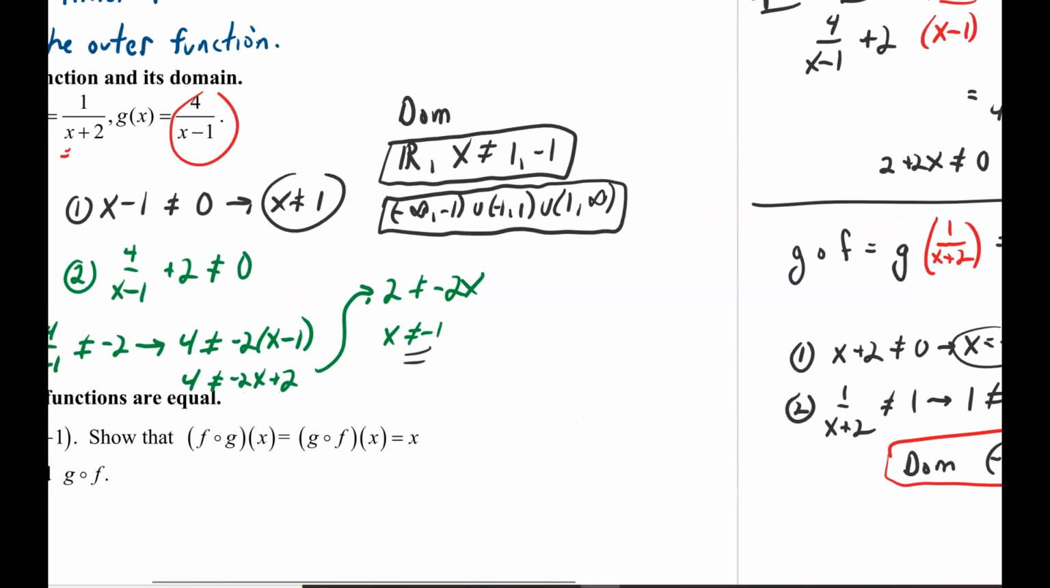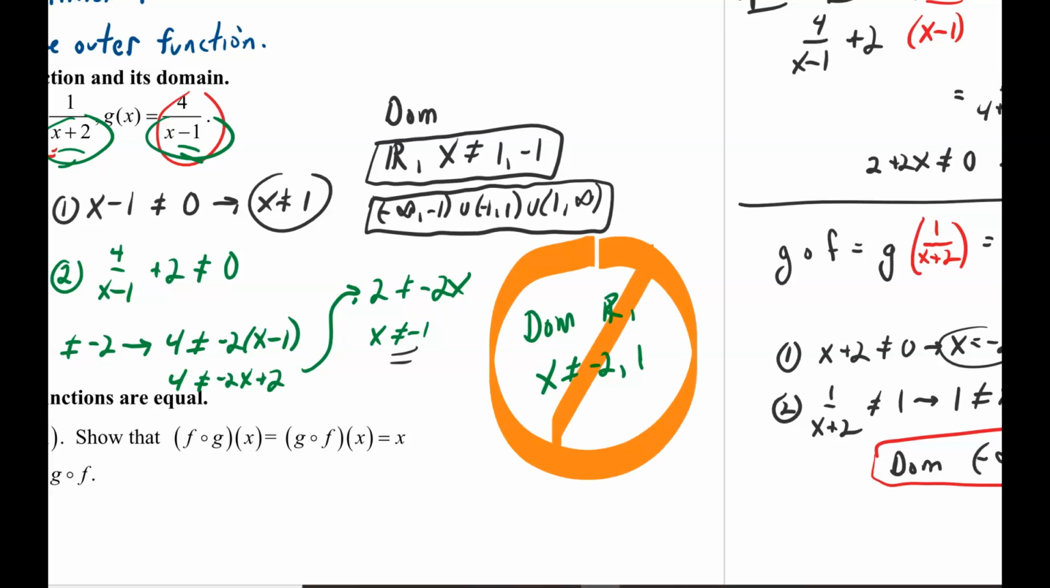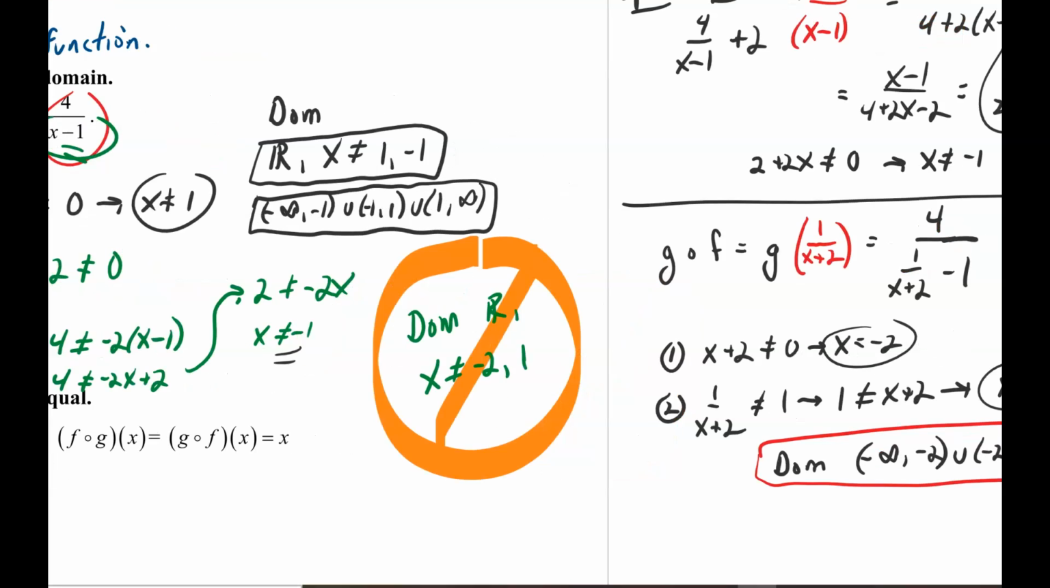Now, just a word of warning here. If we look at our two functions, here's what not to do. Don't look at the two denominators and say, well, one of the denominators can't have a -2 and the other can't have a 1. So therefore, the domain would just be all real numbers except x cannot be -2 or positive 1. Don't ever do that. That's not how it works. It's just not that simple. And if you look at either direction that we got here, the exclusions were -2 and -1, or positive 1 and -1. They were never -2 and 1. So that will almost always get you the wrong answer.